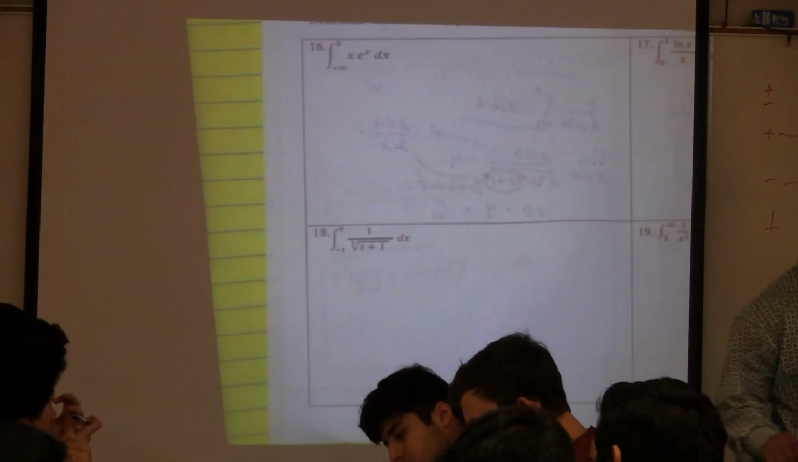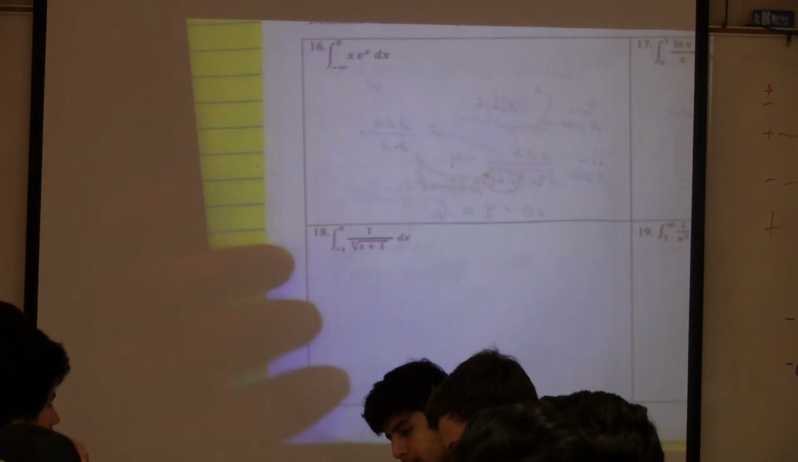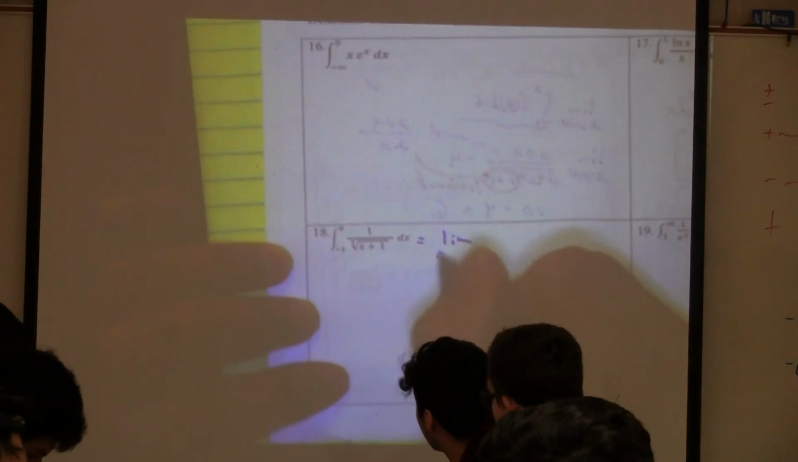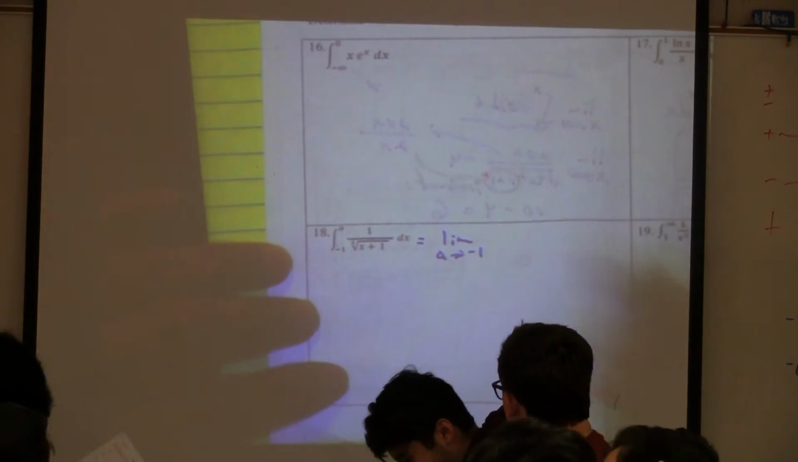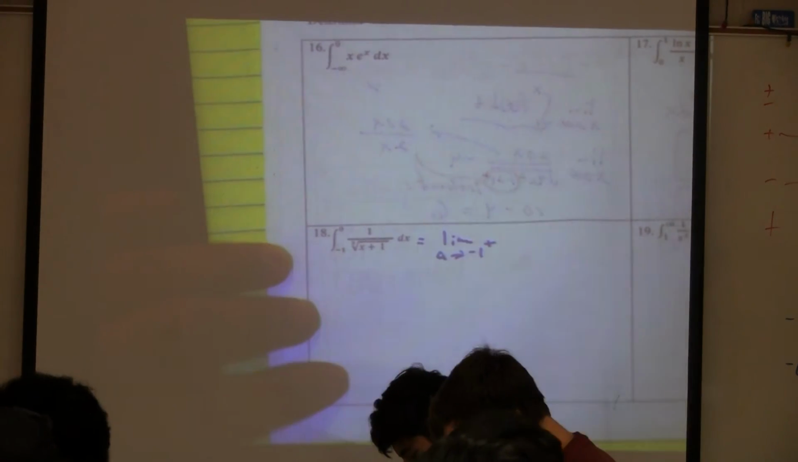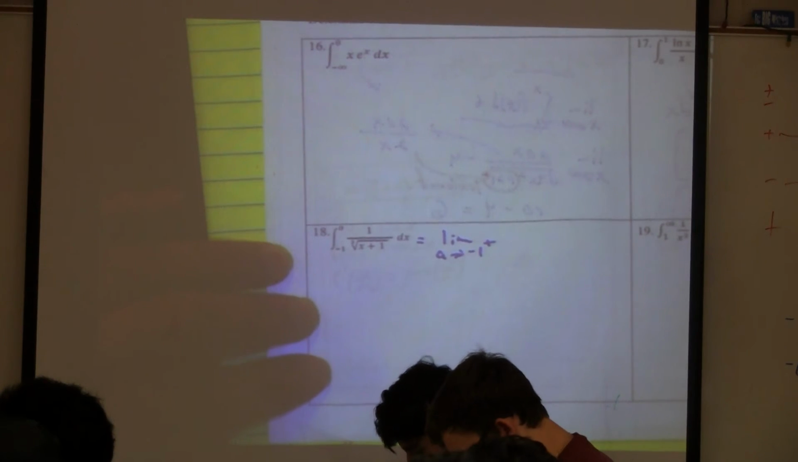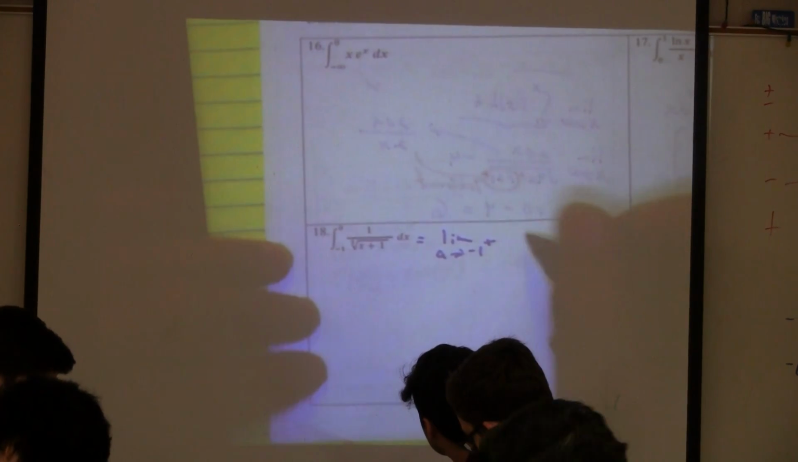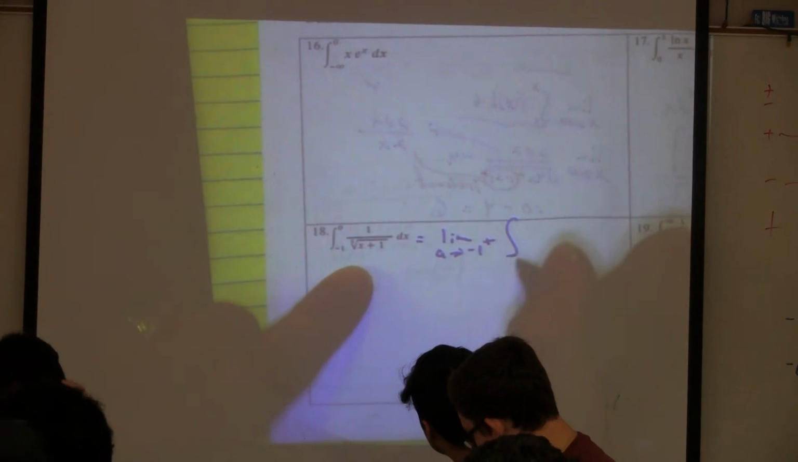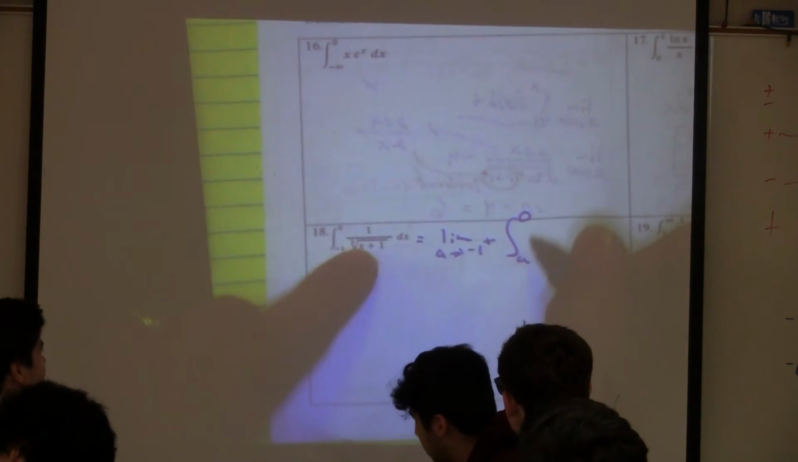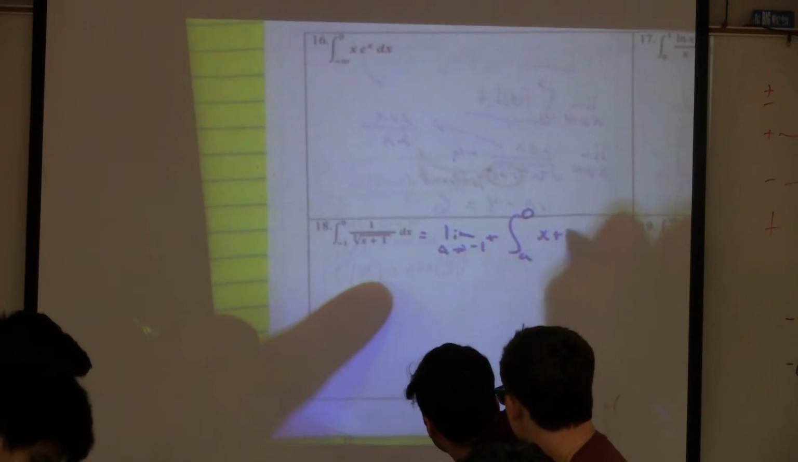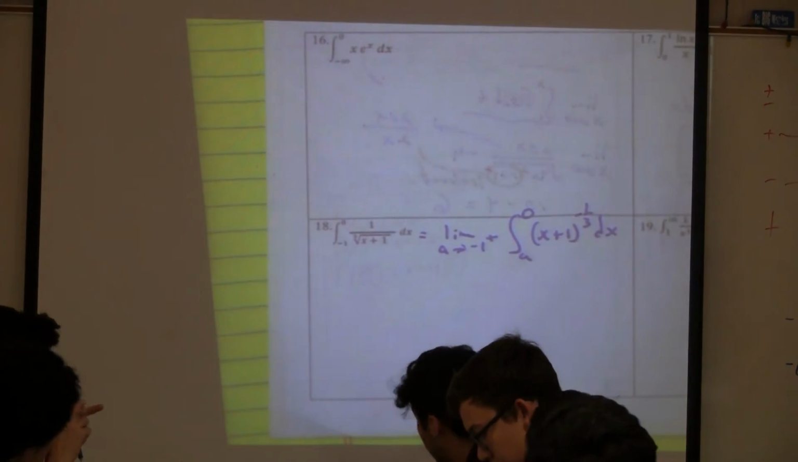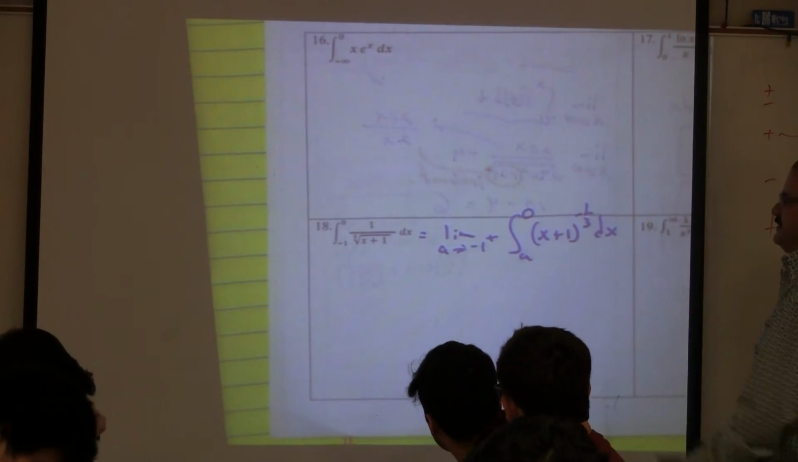Alright, so how would we handle this? The limit as a approaches negative 1 from the right, of the integral from a to 0 of (x plus 1) to the negative 1/3. So what is it similar to?